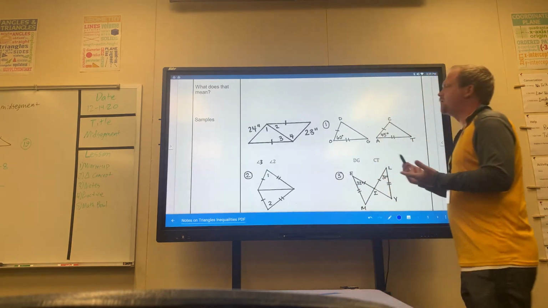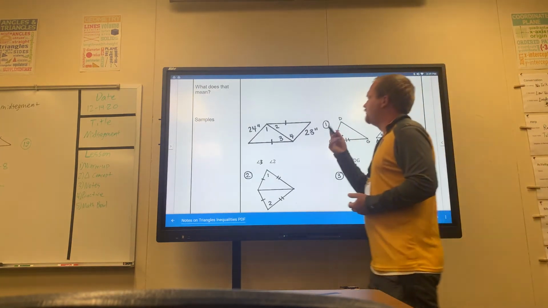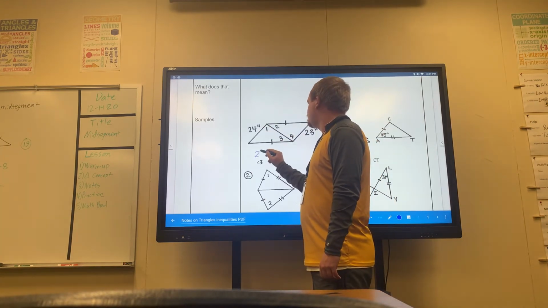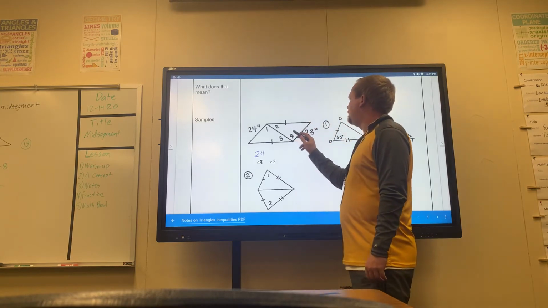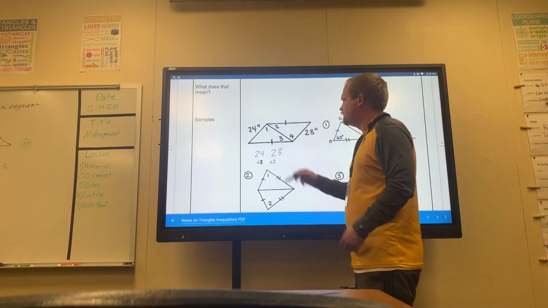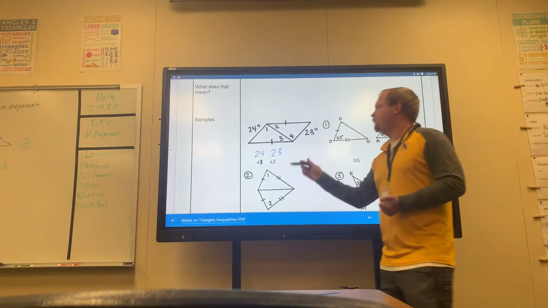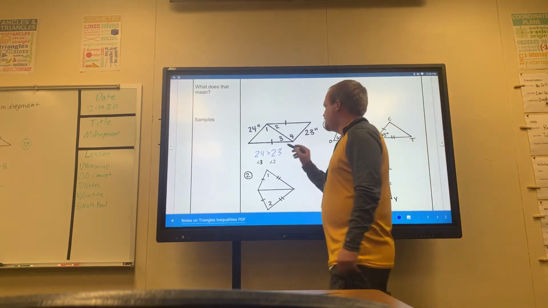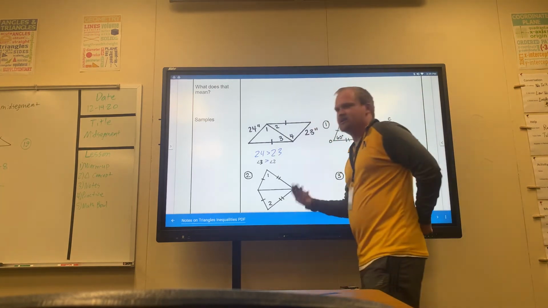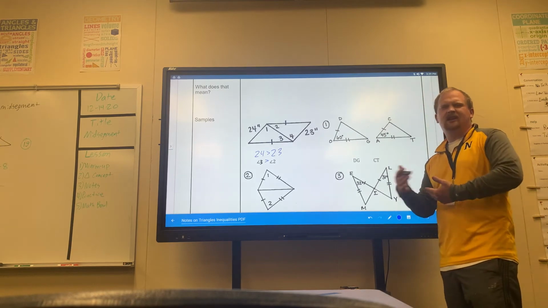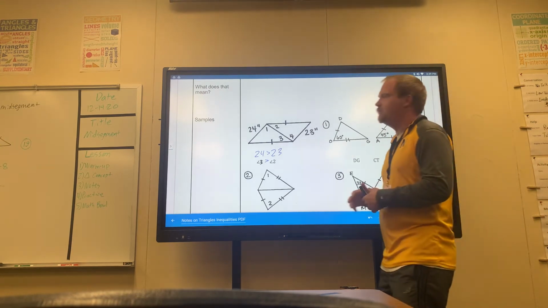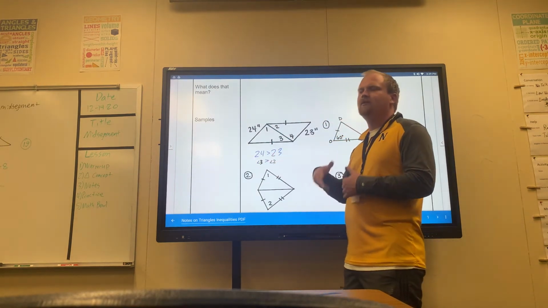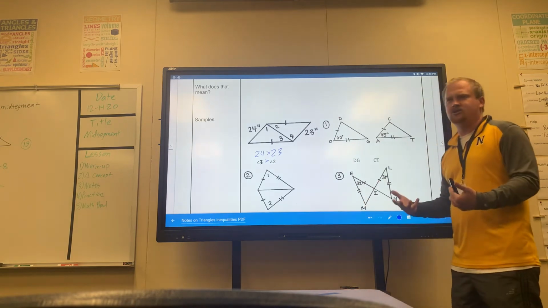So let's look at a couple of examples. If I look at this, I know the angle opposite side 3 is 24 and the angle opposite side 2 is 23. Well, we know that 24 is bigger than 23. So by the Hinge Theorem, we can say that angle 3 is larger than angle 2. That's one thing we can use the Hinge Theorem for, to tell us that the largest length is opposite the largest angle.